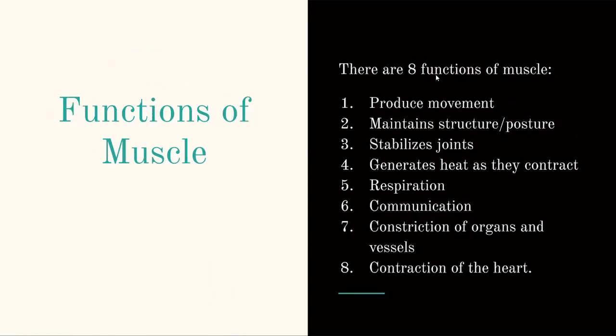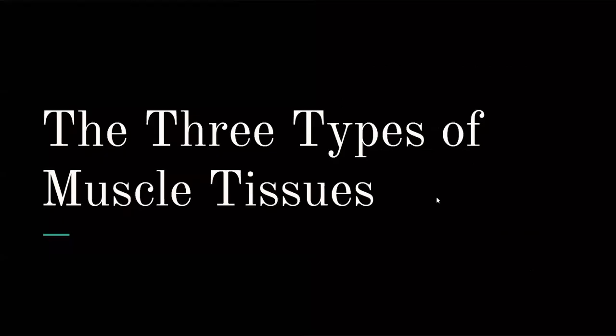So here are the 8 functions of muscle. Produce movement, maintain structure or your posture, stabilize your joints, generate heat as they contract, respiration, communication, constriction of organs and vessels, and contraction of the heart.